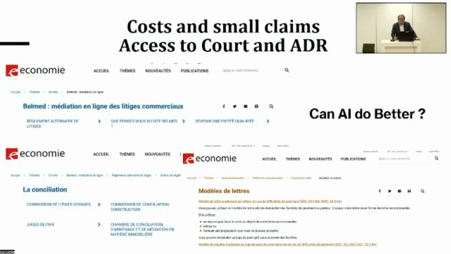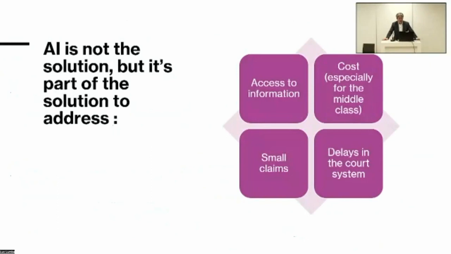So probably AI is not the solution, but it's probably also part of the solution to address access to justice, because you can develop better access to information. You can develop a solution to have less costly access to court and to deal with more claims. And you can also improve delays in the court systems. Thank you very much. And I will give the floor to Marco Giacalone.